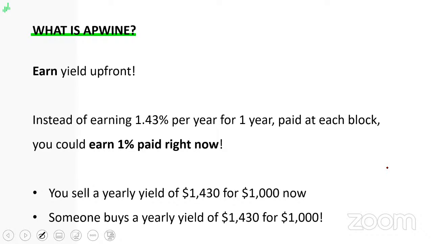At the end of the year, of course, you would have made more money by being patient, by just choosing the second option. But maybe you have your reason. Maybe you don't want to wait a year because you want to use this money to invest in something. So you have this opportunity cost, and maybe you analyze that it is better to get 70 euros right now rather than waiting a year to get 120 euros. So this is how APWine is working.